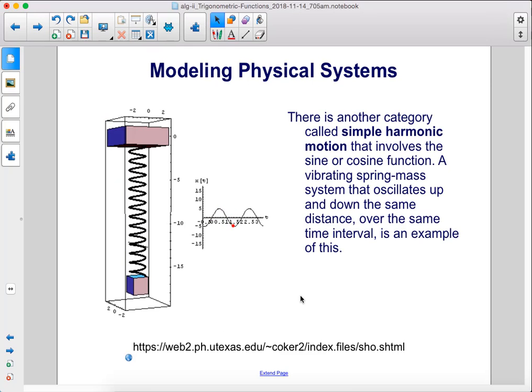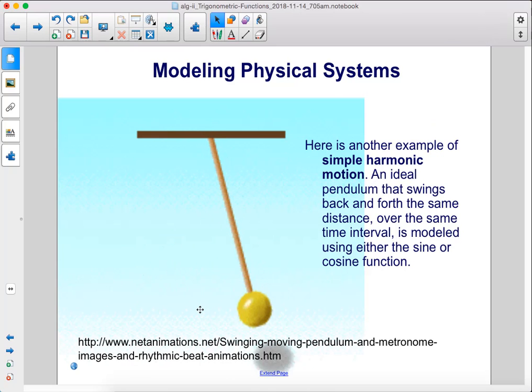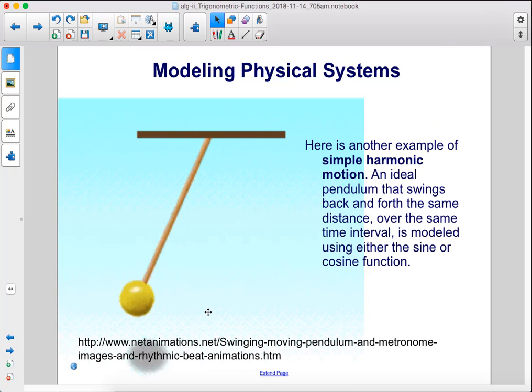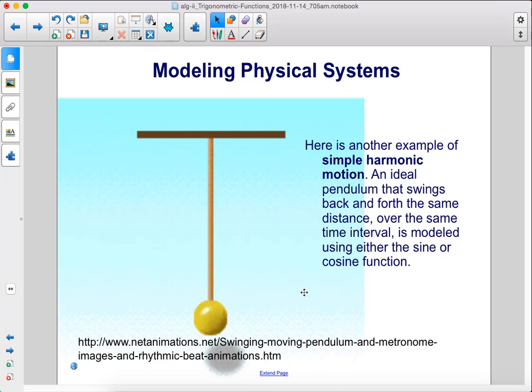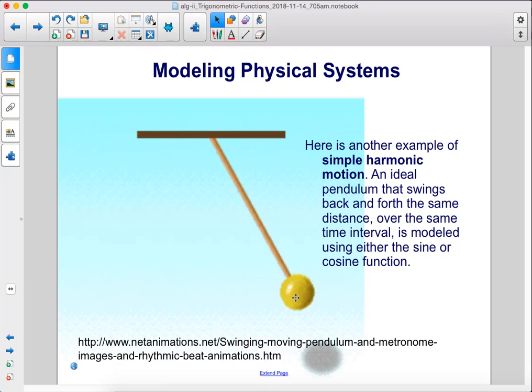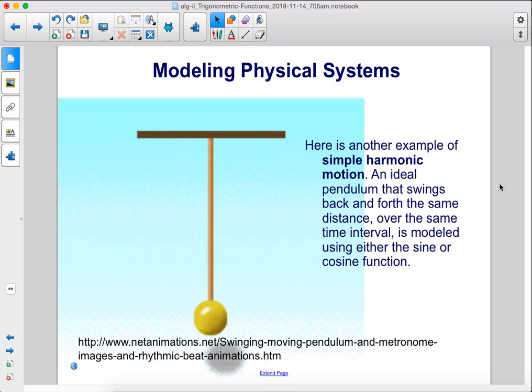There's another category called simple harmonic motion that involves the sine or cosine function. A vibrating spring mass system that oscillates up and down the same distance over the same time interval is an example of this. Here's another example of simple harmonic motion: an ideal pendulum that swings back and forth the same distance over the same time interval is modeled using either the sine or cosine function.